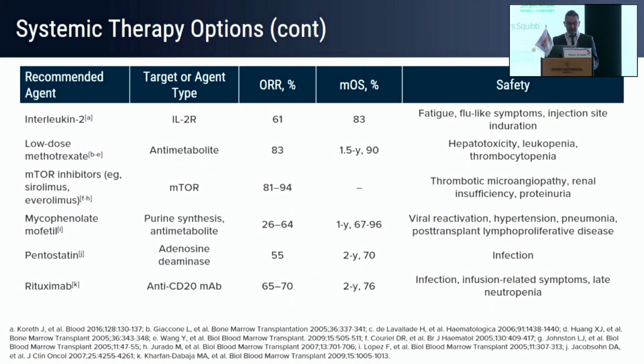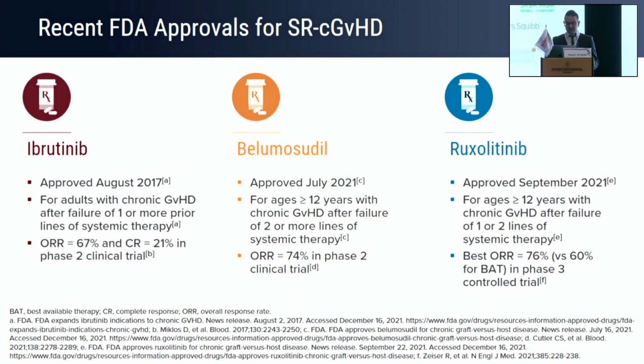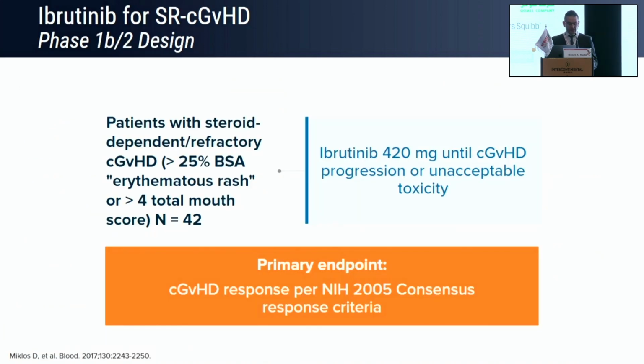But really, recently, the FDA has approved 3 drugs back-to-back based on decent evidence in this population. Starting with ibrutinib, a Bruton tyrosine kinase inhibitor, it was approved for chronic graft-versus-host disease based on a phase 1b/2 study in only 42 patients with steroid-refractory GVHD. In this study, patients were selected based on erythematous rash or mouth involvement. So it is a very spiky, early inflamed GVHD type of approach.